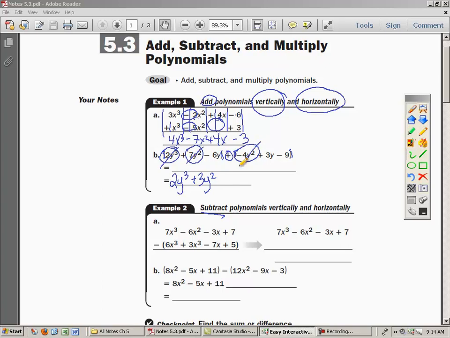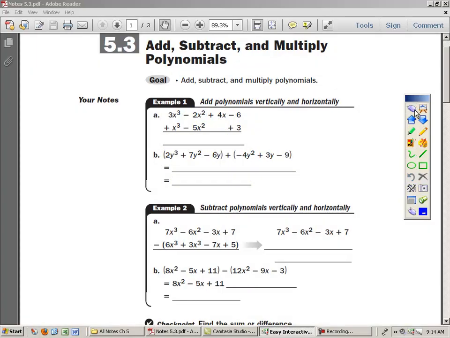Now let's look for y to the first powers. This is minus 3y, because you have negative 6y and positive 3y, which make negative 3y. As we continue to work through this, you can see that the only thing left over is the minus 9 on the end. Those are the two formats they talk about in the text, both adding horizontally and vertically.